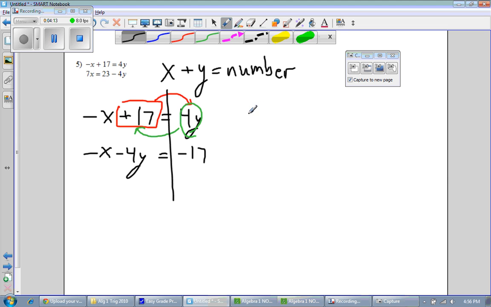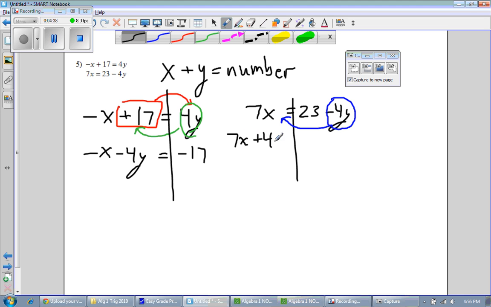Let's rearrange our other equation. We see 7x is equal to 23 minus 4y. Okay, what's on the wrong side here? I've got my x term on the left, the number term on the right, but it's that y term that I wish was over here, so it's in our same order. That's okay. Cross the line, we change the sign. We see 7x plus 4y is equal to 23. Now you've got two nice equations here, and they're both in standard form.